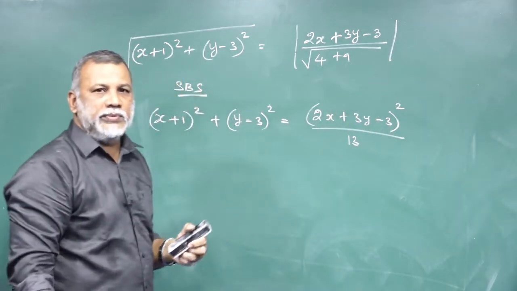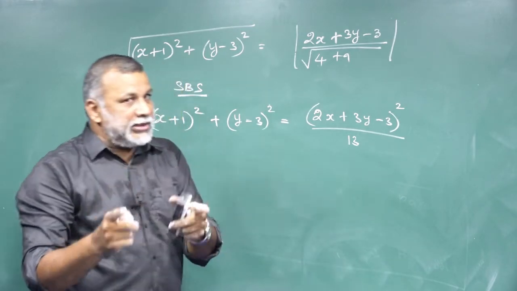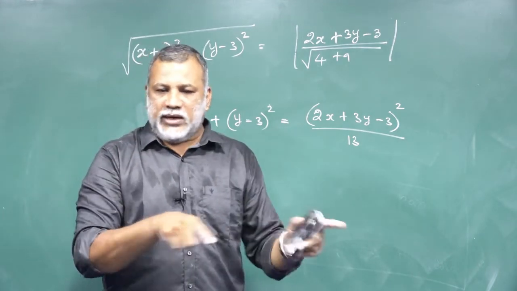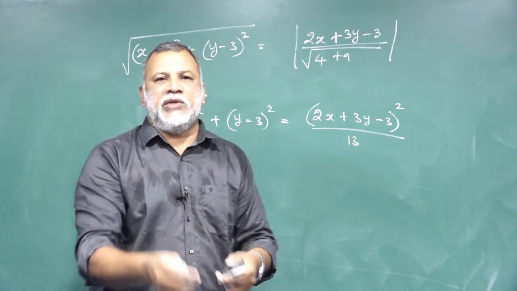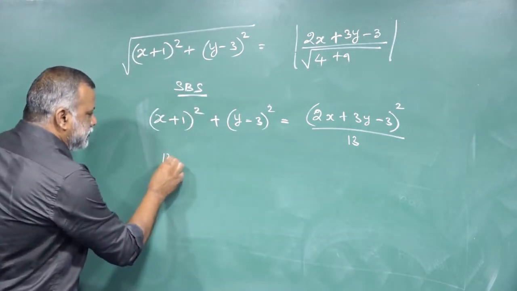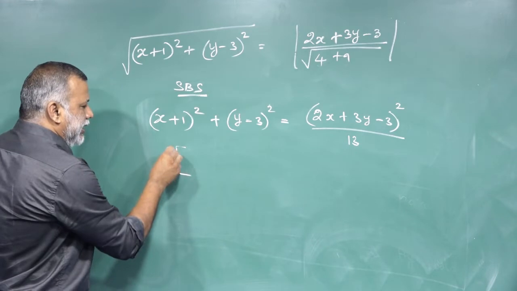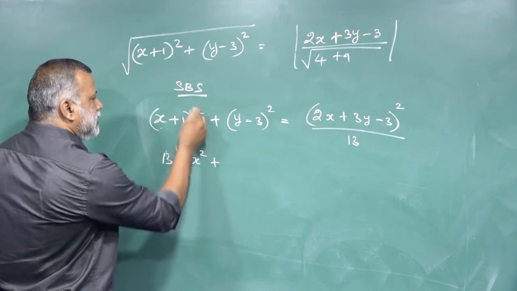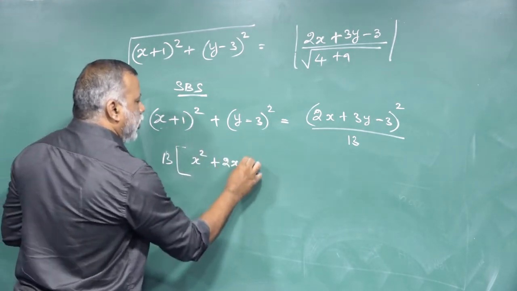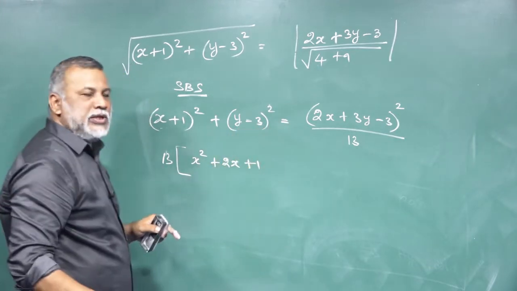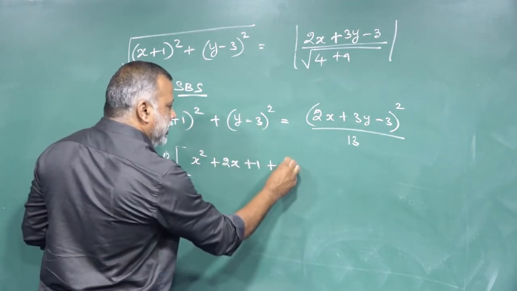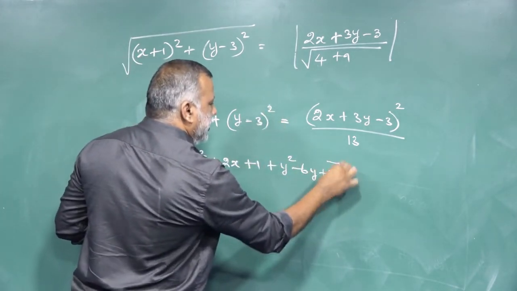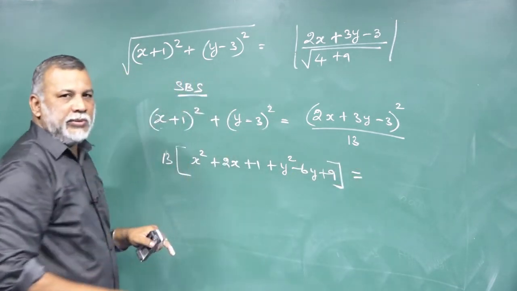The root will be removed. Now, on the theoretical part I am explaining: on simplification of this equation, we can get a general second degree equation. I am explaining already in your theory. Now I am going to simplify this one. Cross multiplying the 13 here. It is in the form of (a + b) the whole squared. We can expand: x squared plus 2x plus 1. Again it is in the form of (a - b) the whole squared. Again expand this one: y squared minus 6y plus 9, equal to the 13 cross multiplied here.